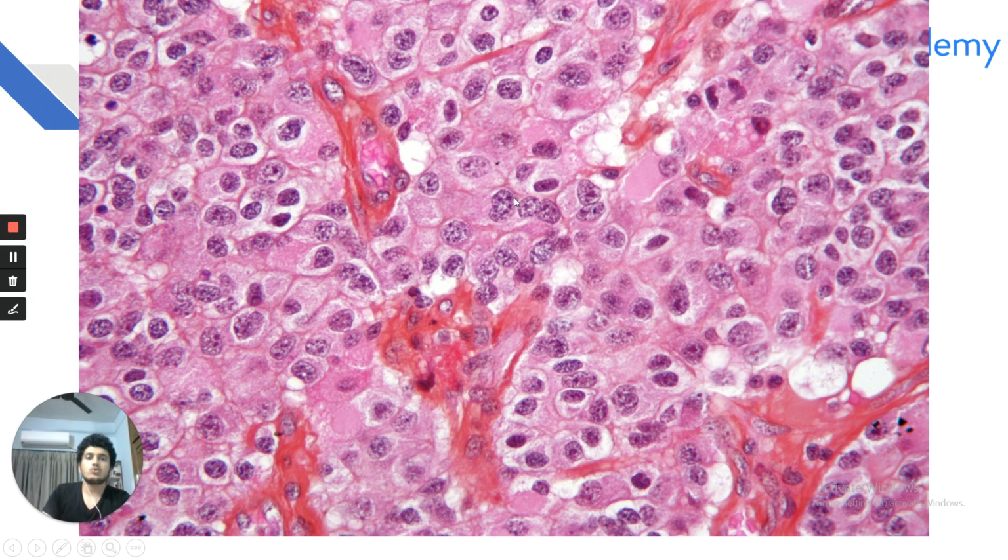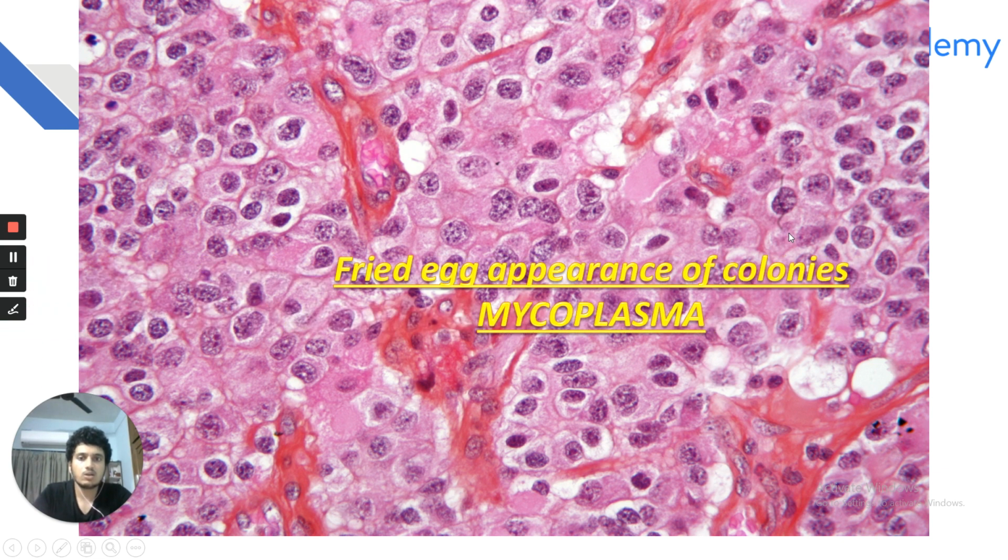So classically, you can see the fried egg appearance, my dear friends. This is a very important and crucial image. Fried egg appearance of oligodendroglioma with adjacent vascularity in between the tumor cells. This is chicken wire-like vascularity. So fried egg appearance of the tumor with chicken wire vascularity is oligodendroglioma.